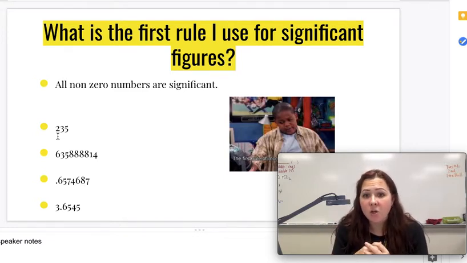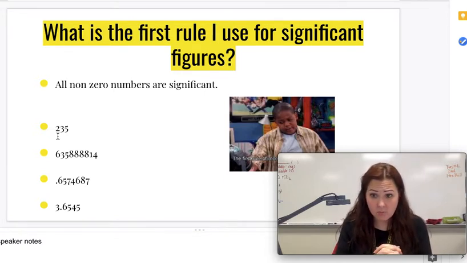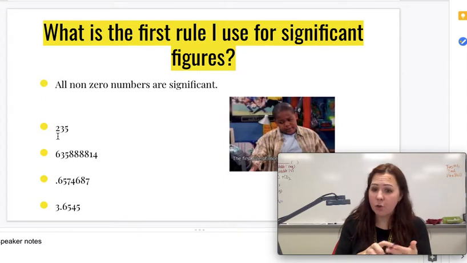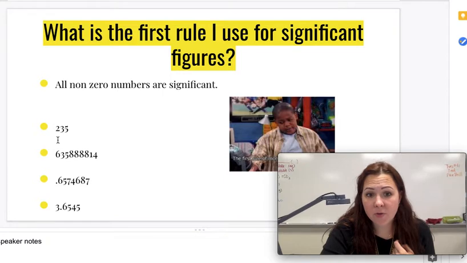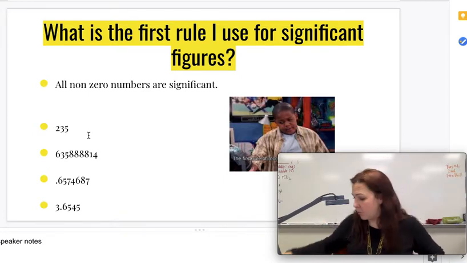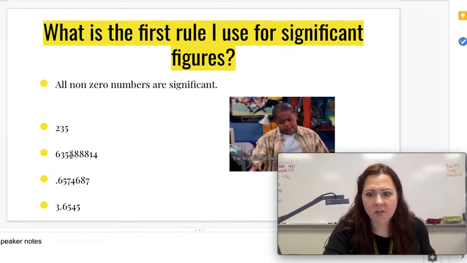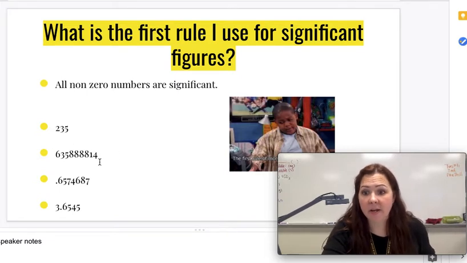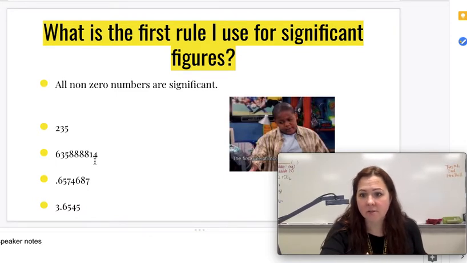So when you're looking at your digits individually, anything that is not a 0, count it. So 1, 2, 3, 4, 5, 6, 7, 8, 9, it counts automatically. So in this number, the 235, there are 3 SigFigs in that number. The 2, the 3, the 5, they all count because they're all a 1 through 9 number. In the next number down, you have the 635, sorry, I just dropped the meter stick, 888814. All of those numbers are all going to count. So this number has 9 SigFigs, or 9 significant digits.